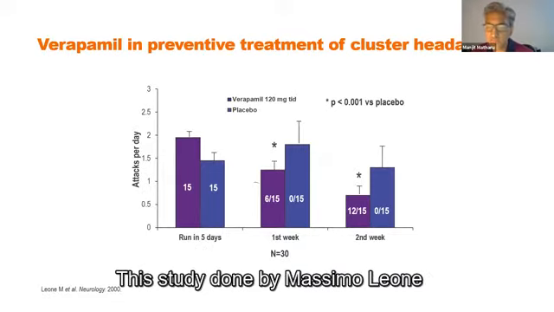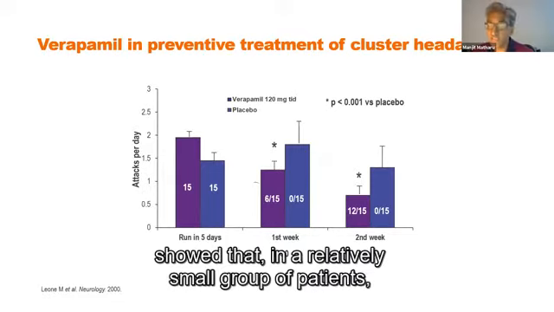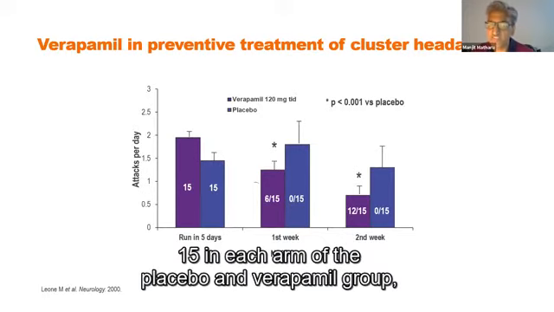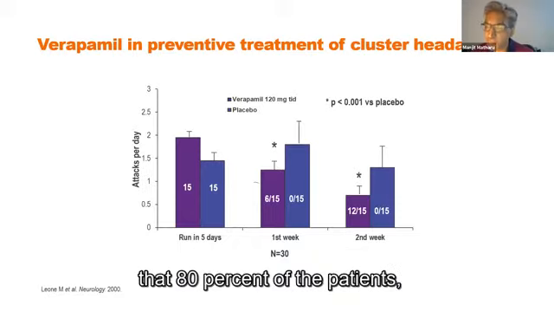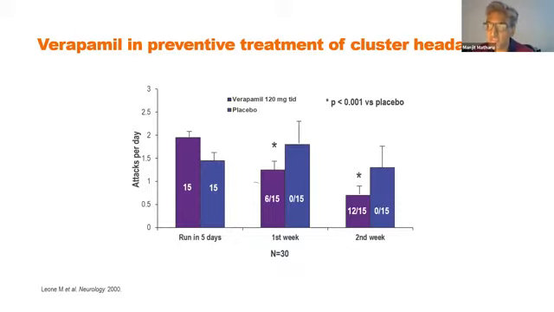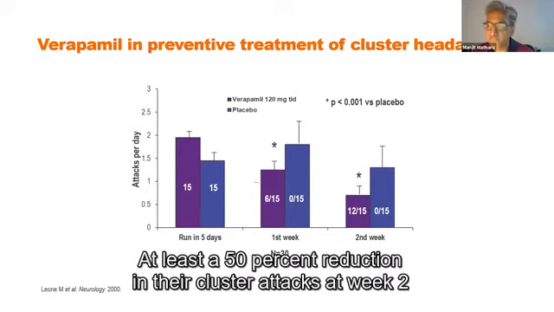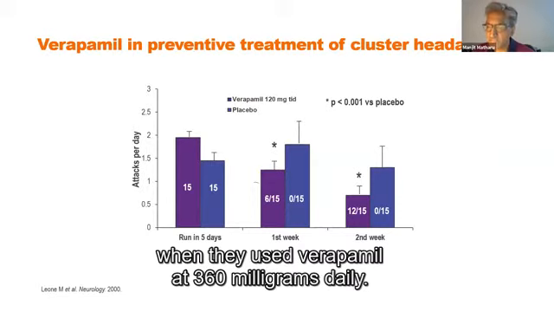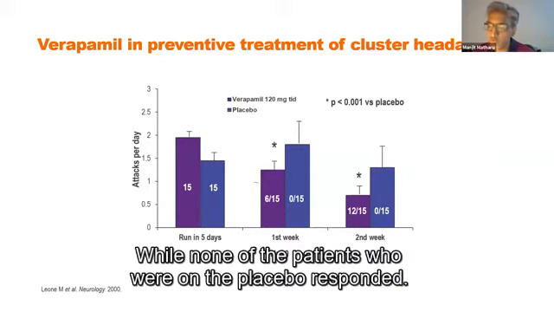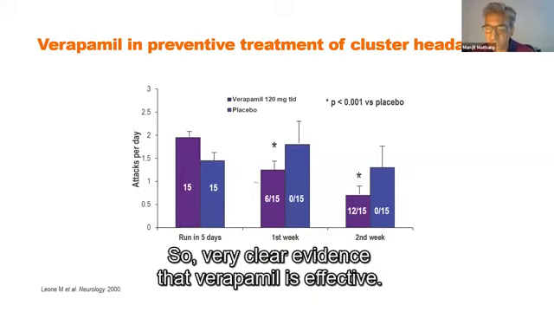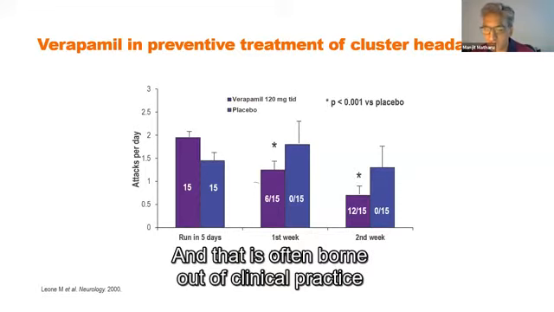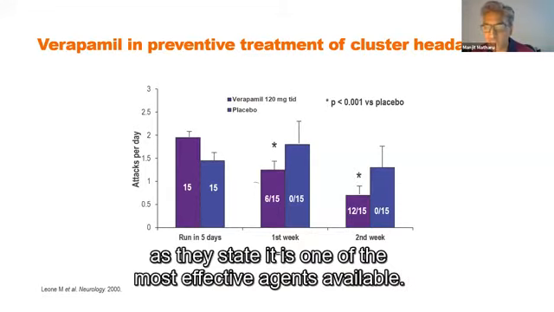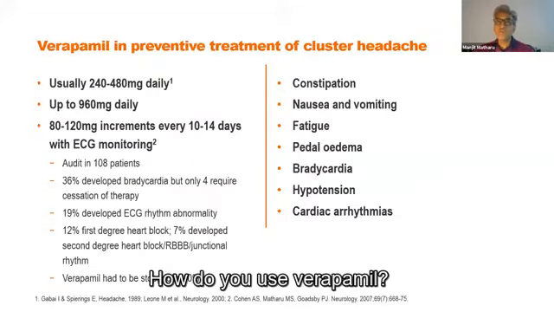This study done by Massimo Leone showed that in a relatively small group of patients, 15 in each arm of the placebo and the verapamil group, 80% of the patients, 12 out of the 15, had a significant response, at least a 50% reduction in their cluster attacks at week 2 when they used verapamil at 360 milligrams daily, while none of the patients who were on placebo responded. So very clear evidence that verapamil is effective, and that is often borne out in clinical practice as this agent is one of the most effective agents available.